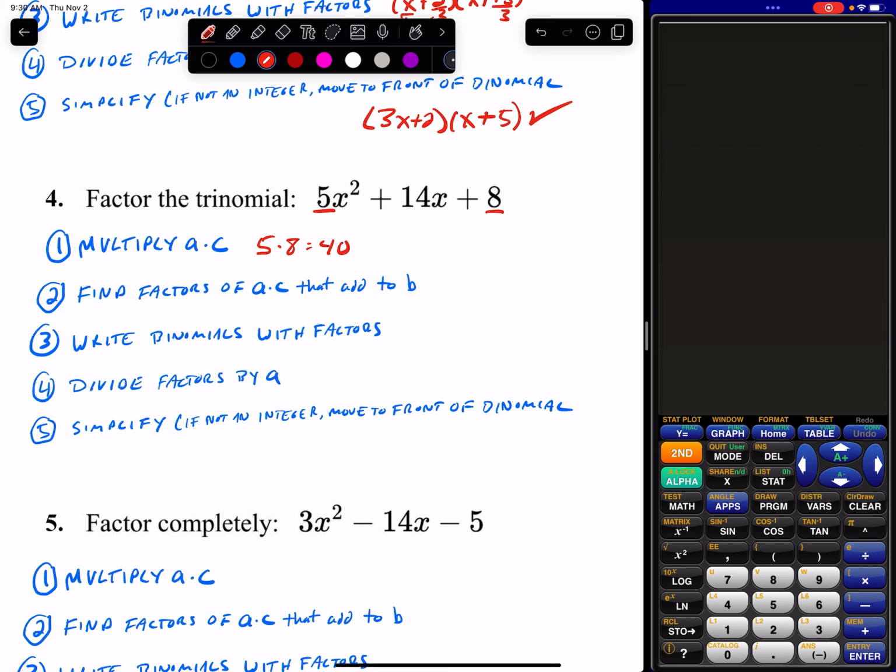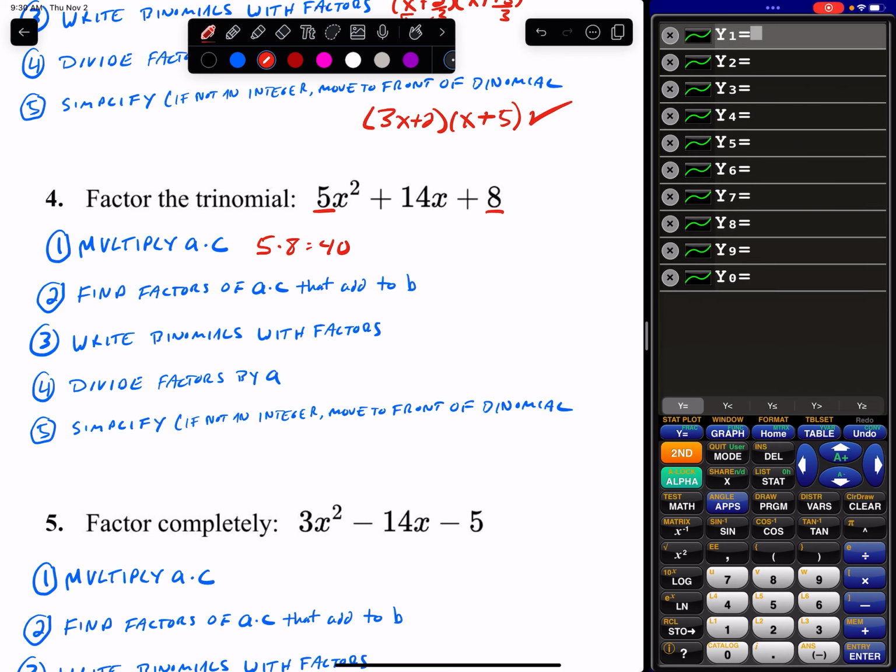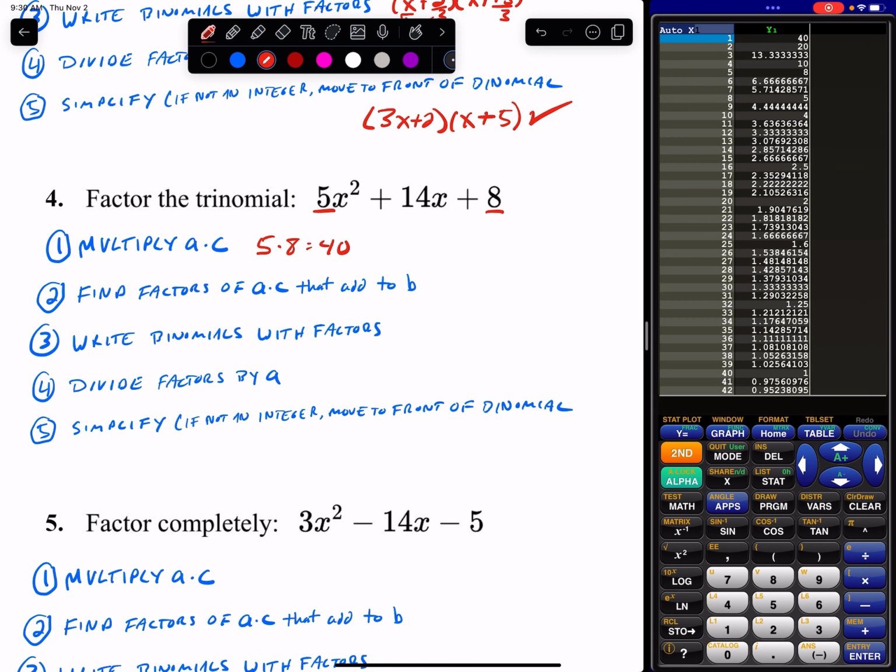Now, using our calculator, if we wanted to get a little help here, we wanted to figure out what the factors of 40 are, we can do 40 divided by x. And then in that, we can just hit the table button. And now we have all the factors, okay? Ignore the decimal and just look for all the factors, okay? So if I'm looking at all these factors here, what two numbers add to 14?